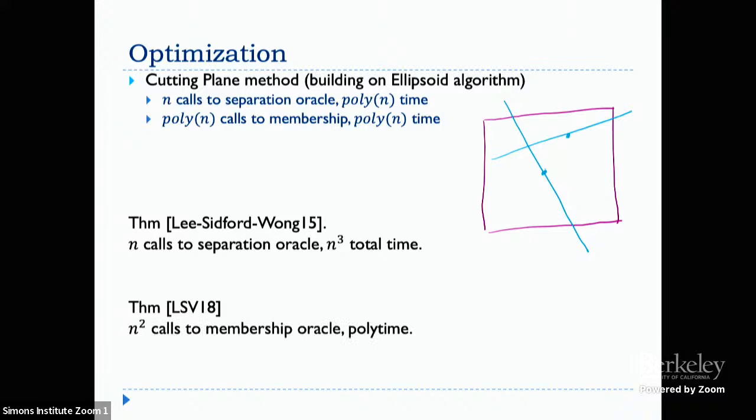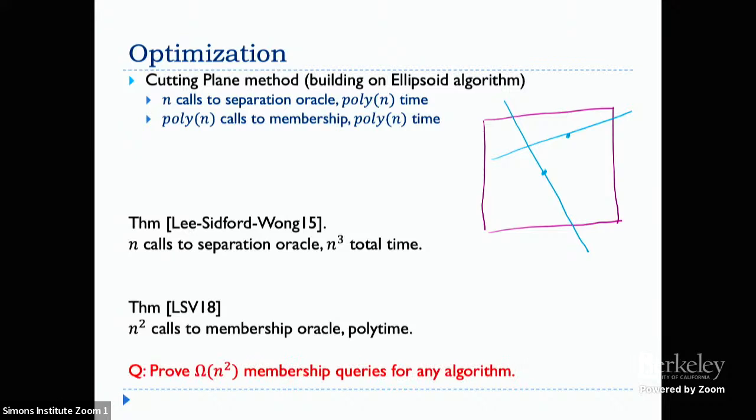A couple of years later, also got the current best. So n is the best possible. You can prove information theoretically, you can't do better than that. Simple proof. And n squared is what you need with a membership oracle. Again, it's poly time. But we don't know if it's the best possible.